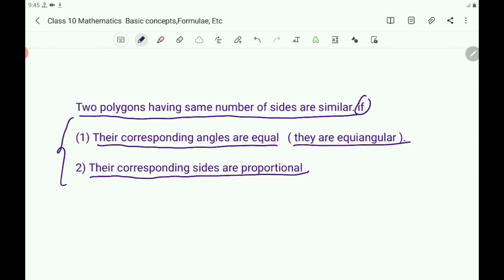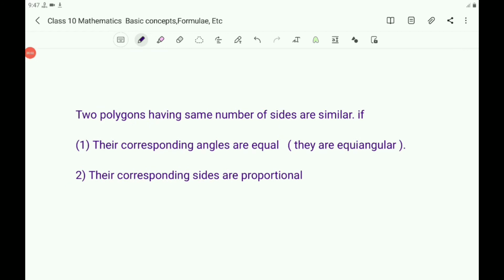Two polygons having the same number of sides are similar if their corresponding angles are equal, means if they are equiangular, and if their corresponding sides are proportional, means the ratio of the corresponding sides is the same. These are the two conditions. The same conditions hold good for the similarity of triangles also. When two triangles are said to be similar, it means they have the same number of sides, 3.